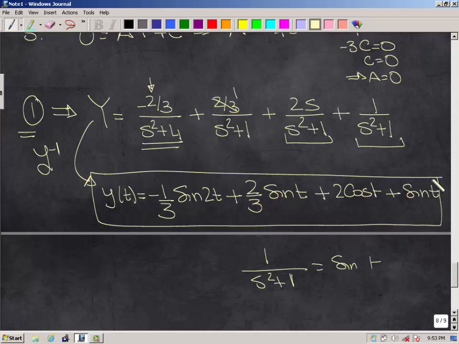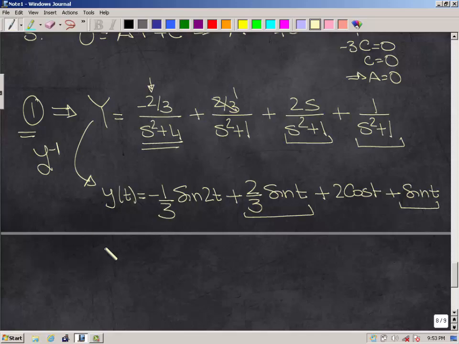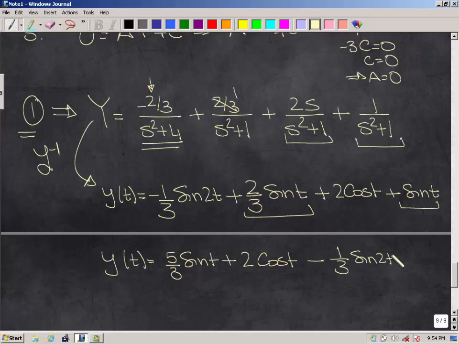Technically, this is not a very good answer, and why is that? Because we should really combine these two to get 5/3. So make sure you do that. Let me actually write it correctly and not box this. So we get y of t is equal to 5/3 sine of t plus 2 cosine of t plus minus 1/3 sine of 2t.